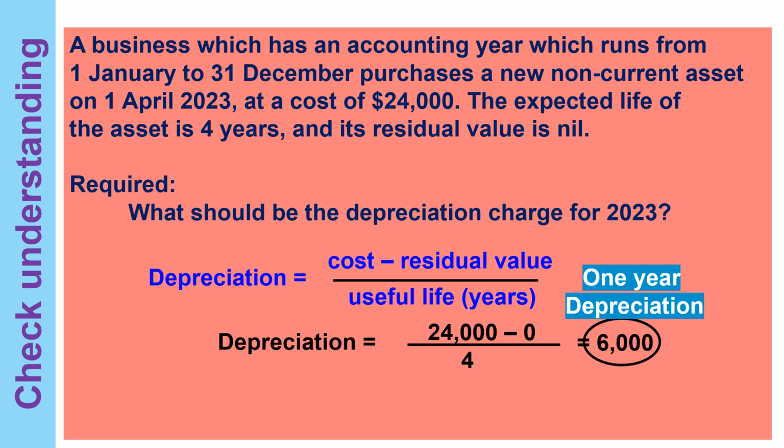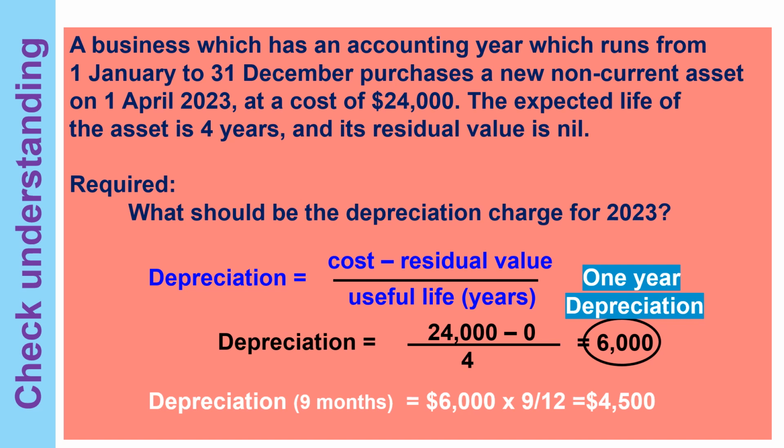And remember that this depreciation is for one complete year. This asset was not in the business usage for one complete year. It started using this asset from the 1st of April. So depreciation should start from the 1st of April until December 31st. That will be 9 months. So we will take 6,000 multiplied by 9 months divided by 12 months. That will give us $4,500 of depreciation for the first year.